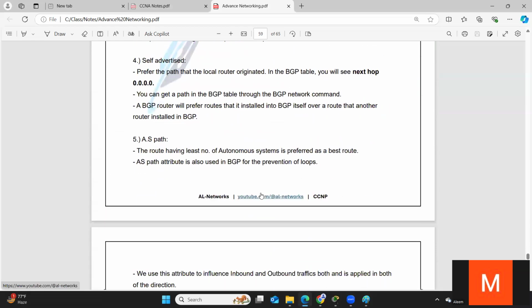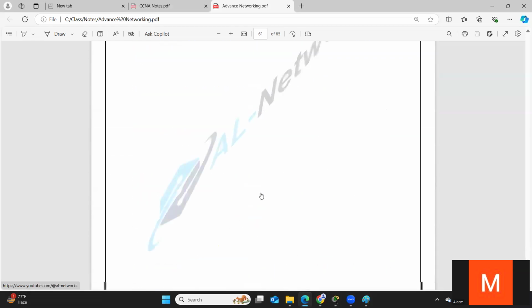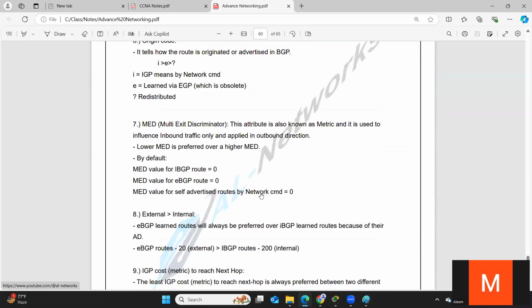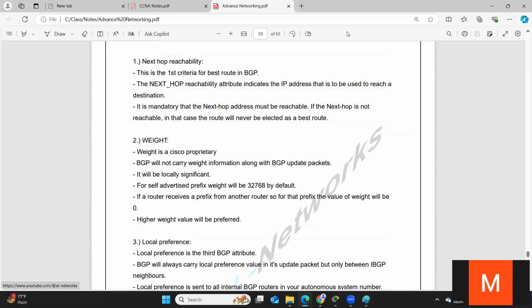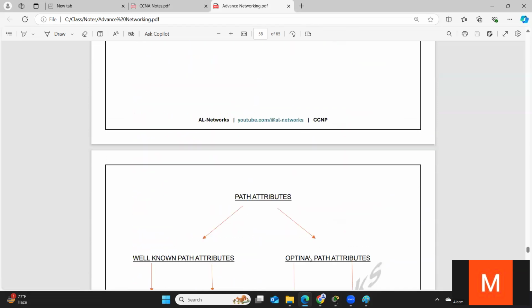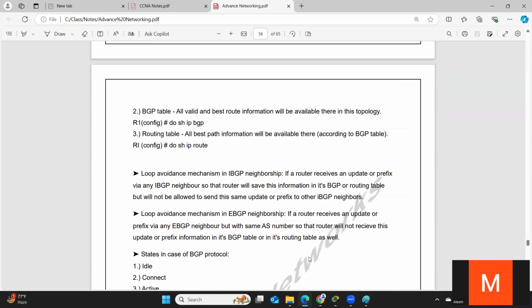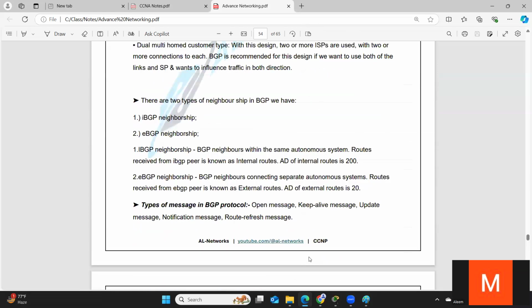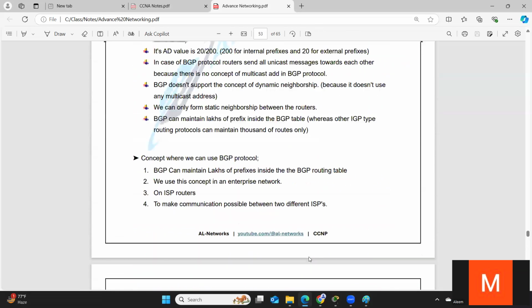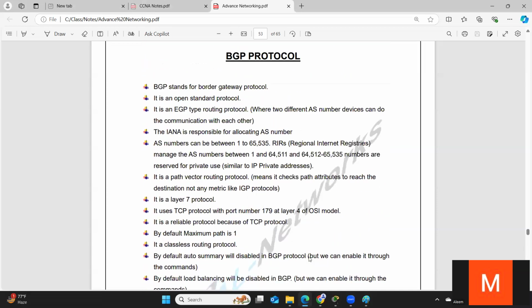So that's it, the entire BGP is done. Now we'll move to the lab. If you have any questions, feel free to ask me about the BGP routing protocol. Today we discussed the BGP concept, and BGP is an advanced topic, basically not at the CCNA level. This is all about BGP, the Border Gateway Protocol. If you have any questions, you can ask me.